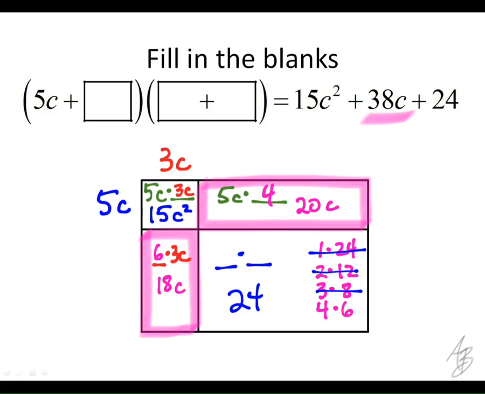So that means that this rectangle here is going to be 6 times 4. And so what is the height of this rectangle? 6. And what is the width of this rectangle? 4. Alright, now I need to fill in the blanks. What's going to go here with the 5c? Yep, the 6 because they're on the same side. This side here is 5c plus 6. And then over here, what are we going to have? 3c plus 4.